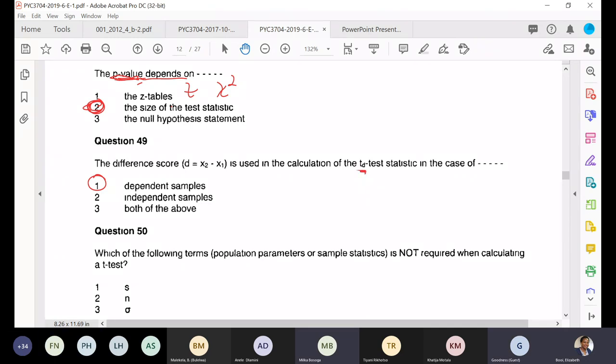Remember the TD, the test for dependent samples. The TC is the comparison of the means of independent groups. And then the TX is the test for the unknown population, the t-test one sample. So you have three T's. Be careful of those T's. Each of them talks about something different.